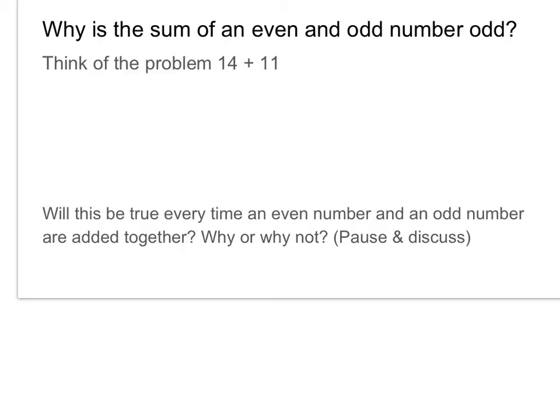This time we'll turn our page to 66, and we're now at exercise number 3. We're going to answer the question, why is the sum of an even and an odd number odd? We're going to use dots again, and we're going to think of the problem 14 plus 11. So we'll need 14 dots. 1, 2, 3, 4, 5, 6, 7, 8, 9, 10, 11, 12, 13, 14, plus 11 dots. 1, 2, 3, 4, 5, 6, 7, 8, 9, 10, 11.